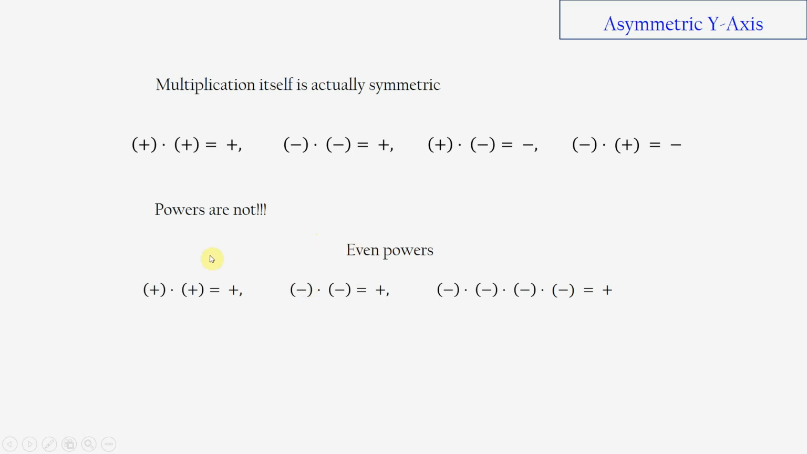For example, for even powers, we have all positive results. But for an odd power, we have a positive result for a positive number and a negative result for a negative number. In summary, all even powers produce positive results even for negative numbers, while odd powers maintain the original sign. This asymmetry is similar to what led to the discovery of negative numbers.